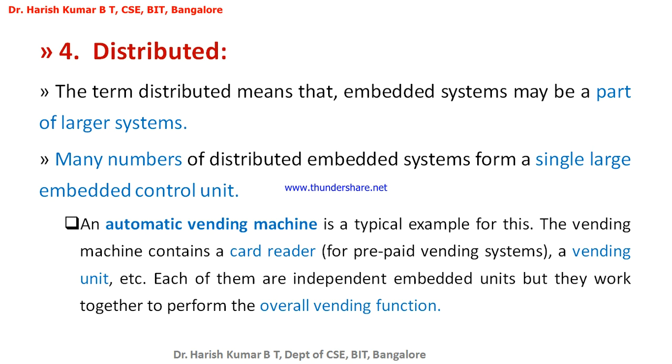A card reader reads the card of the user and checks whether the user is a genuine user or not. And the vending unit is responsible for dispensing the appropriate material to the user. When all these embedded systems make the larger embedded control unit, they work together to perform the overall vending function.